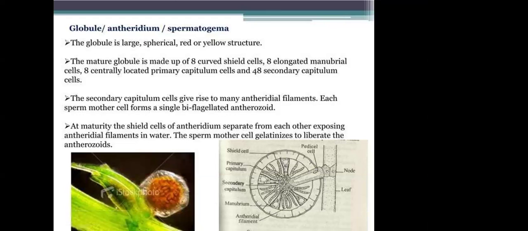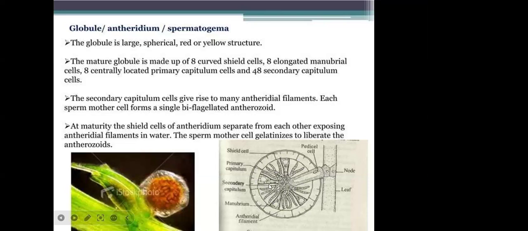This is called the primary capitulum. We call this the manubrial cells. The next one is the primary capitulum. The first one is the pedicel, which is completed. Second is the shield cell. Third one is the manubrium. Fourth one is this one, the capitulum.